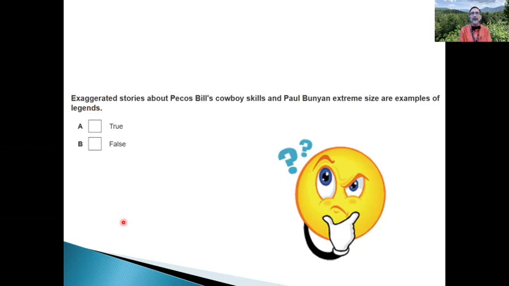Exaggerated stories about Pecos Bill's cowboy skills and Paul Bunyan. I don't know if you're familiar with Pecos Bill and Paul Bunyan, but they were two great early American heroes who could do almost anything. Paul Bunyan was a giant. Pecos Bill could round up a whole herd of cattle all by himself. And so, yes, those would be tall tales, so not legends.